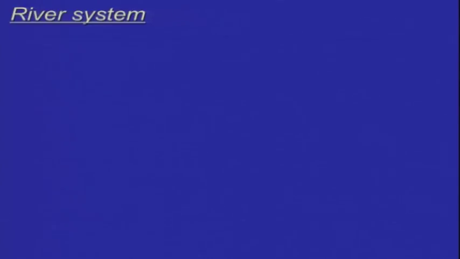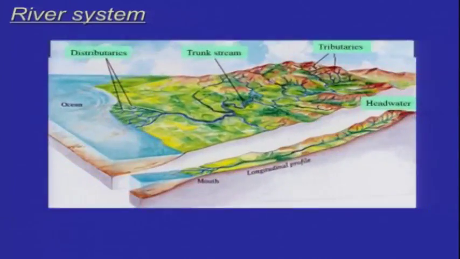So, what is a river system in total? We have a river originating from the source area in the uplands, and it flows through its course and then debouches into the ocean.